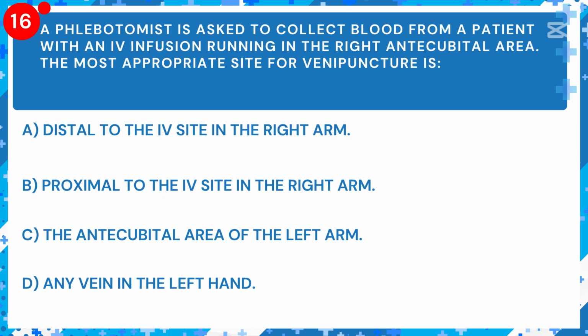Question 16. A phlebotomist is asked to collect blood from a patient with an IV infusion running in the right antecubital area. The most appropriate site for venipuncture is A. Distal to the IV site in the right arm. B. Proximal to the IV site in the right arm. C. The antecubital area of the left arm. D. Any vein in the left hand.